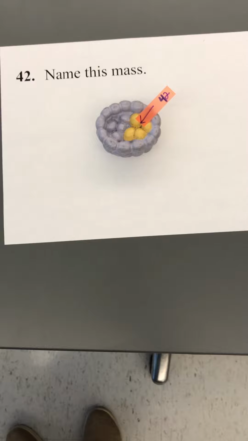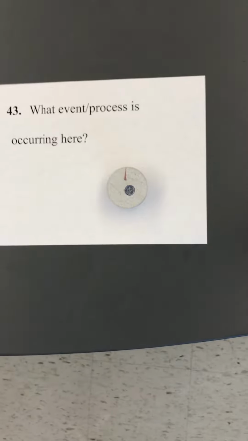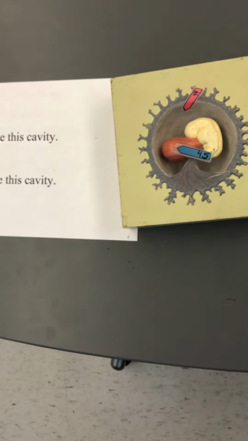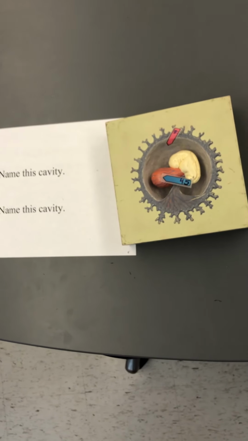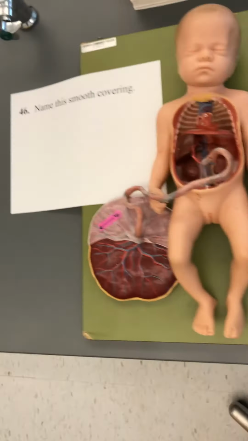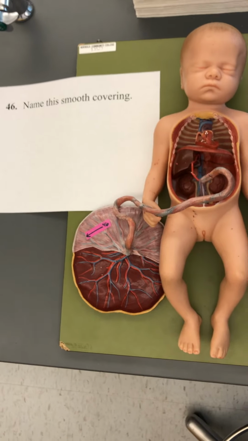Okay, 40, each one of those cells is a blastomere. And 41, this is the morula. 42, the mass, I'm looking for the inner cell mass. 43, this is fertilization supposedly taking place there. 44 is the amniotic cavity, and 45, the yolk sac. 46, the smooth covering is the amnion. Amnion or amniotic covering.